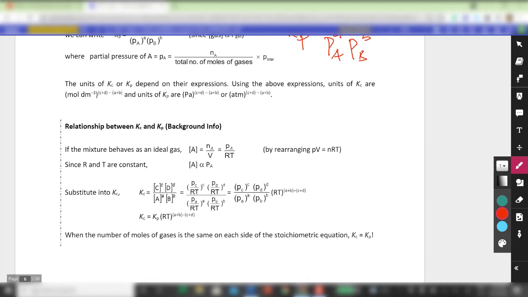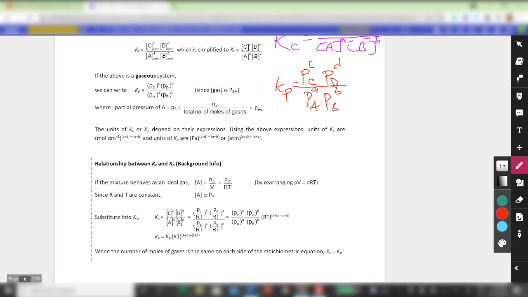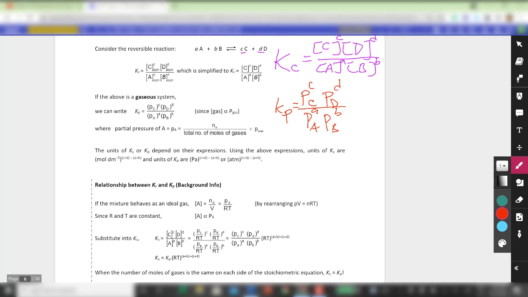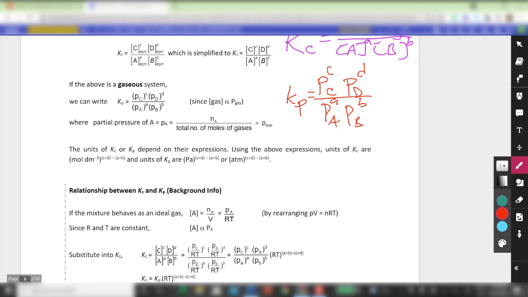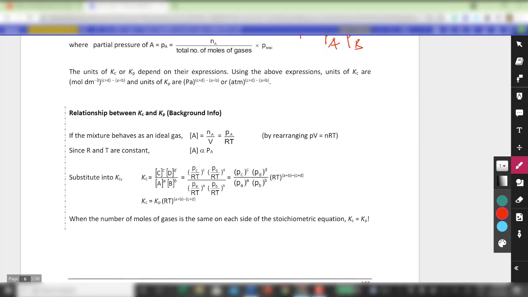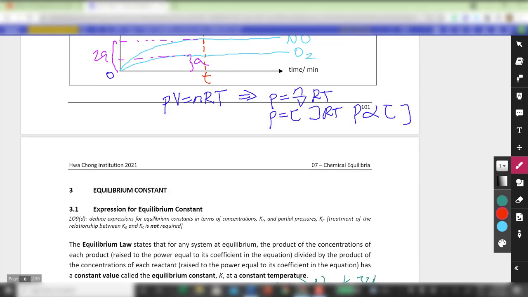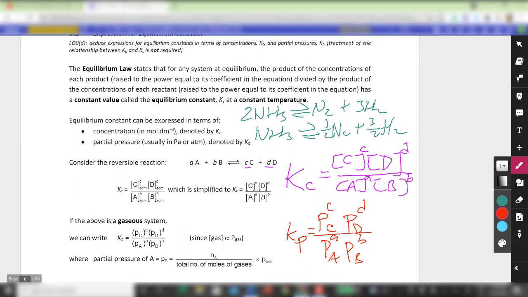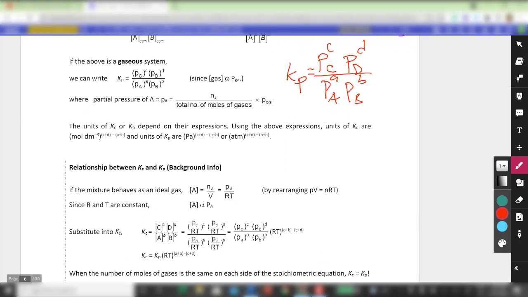And then, is there a relationship between Kc and Kp? Yes, there is. If you want to work it out mathematically, you could do that, but it's not the most important thing for our discussion, so I will just skip this. If you're interested, you can read the mathematics. But if you recall what I told you earlier regarding the ideal gas equation, then deriving the relationship should be a piece of cake.